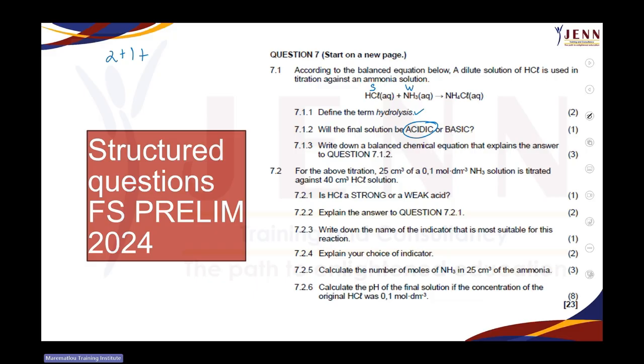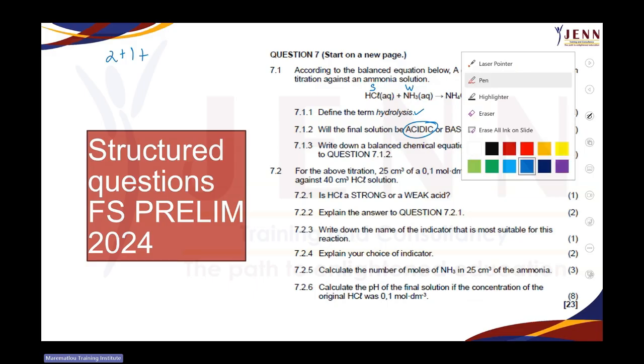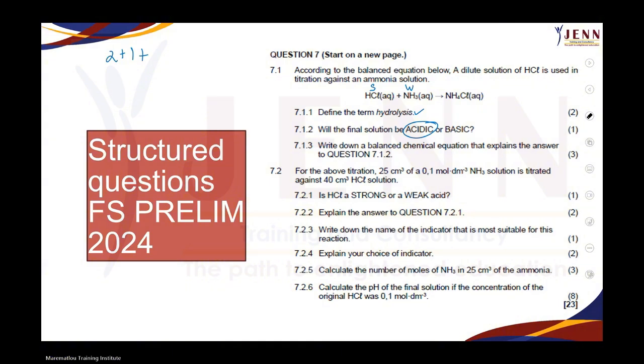Write down the balanced equation for the chemical equation that explains your answer. Now we are coming to it. It says we should write down a chemical equation, and I said hydrolysis is a must. It's a must for us to know. So let's write it down. I don't have enough space, so I'm going to erase a little bit.